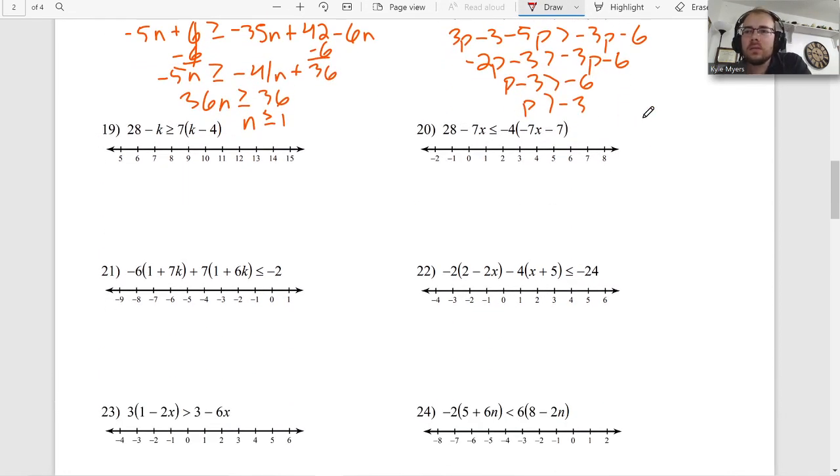19. Want to distribute the 7. 28 minus k greater than or equal to 7k minus 28. So we want to add k to both sides. Okay, so add k. And that's 1k, right? If it's k, it's 1k. If there's no number, there's a 1. And then we also want to add 28 to both sides. Let's go ahead and do that too.